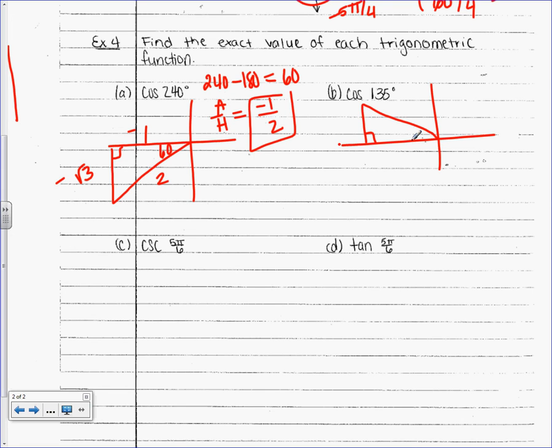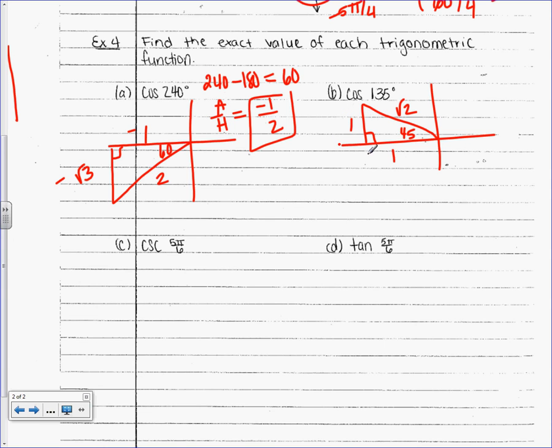180 minus 135, which is, is it 30, 45, or 60? It's 45, right? Okay? In your 45, 45, 90 triangle, the two legs are 1, and the hypotenuse is the square root of 2. Okay? So this is a 1, this is a 1, this is the square root of 2. They need direction, or they need a sign. What does this one have, positive or negative?